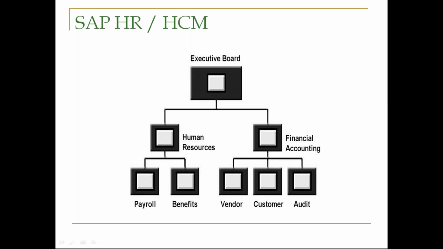We have the executive board at the top. Then we have the human resources department and the financial accounting department. Under human resources, we have the payroll and benefits divisions, then vendor, customer and audit divisions. Each one of these has to be set up as an org unit, and that is what we have done just now.